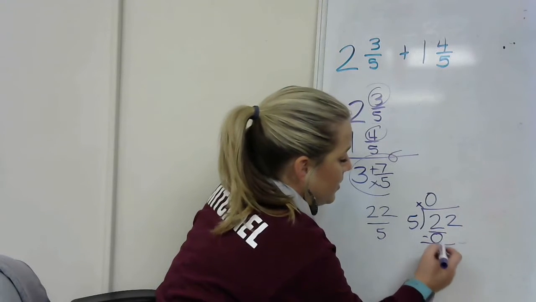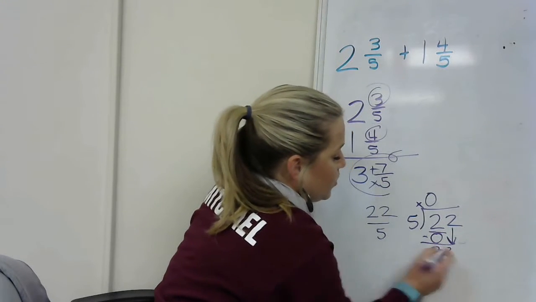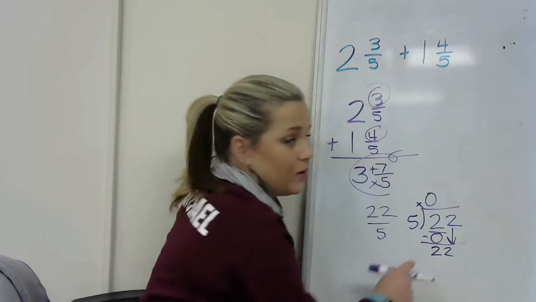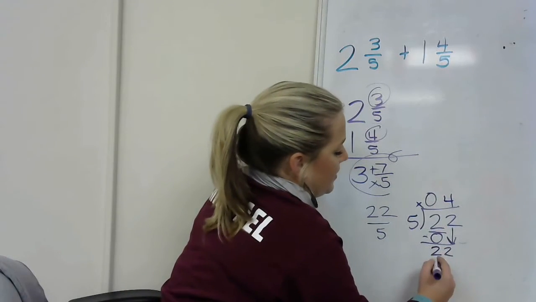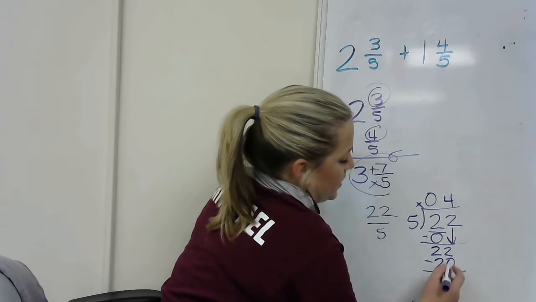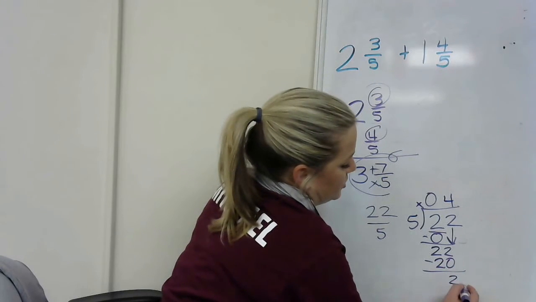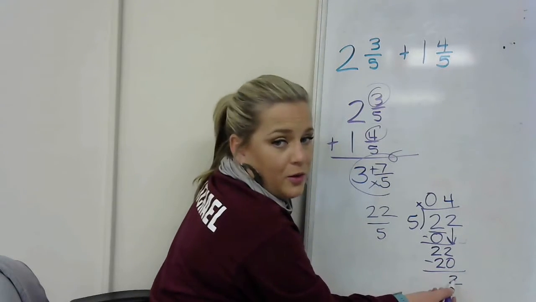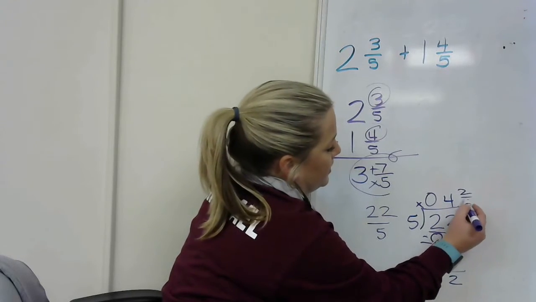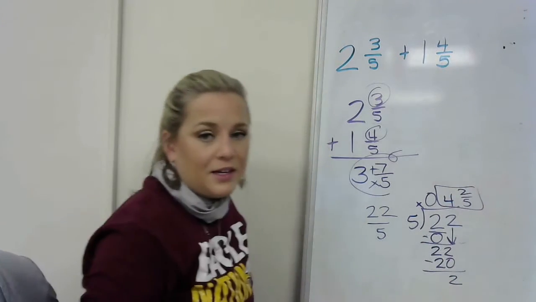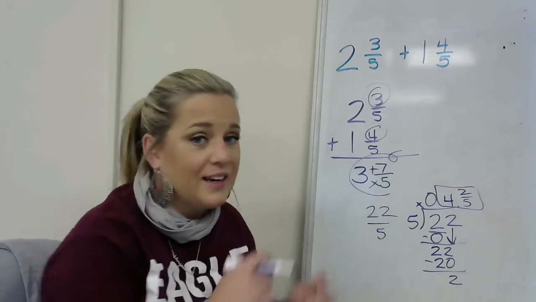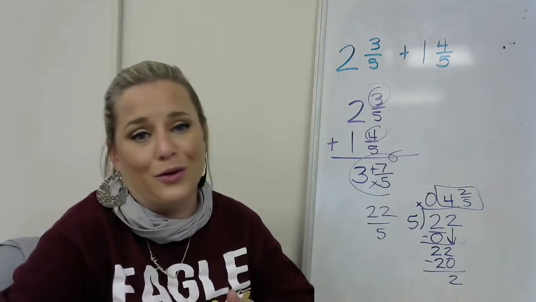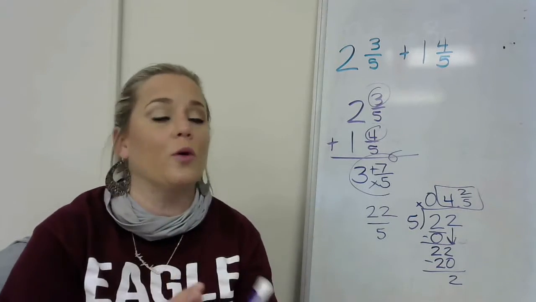All right, now, bring down this 2. Now I've got 22. 5 will go into 22 4 times. 4 times 5 is 20, and 22 minus 20 is 2. This is our remainder, 2. It's going to be our numerator, 4 2/5. To me, that's easier, but you may like doing T-bone, that's 7/5, and adding it to 3. I don't care. Do whatever is easiest for you.